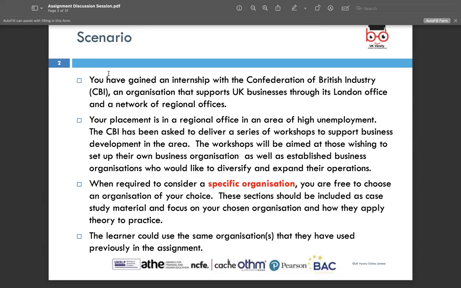When required to consider a specific organization, you should include case study material and focus on your chosen organization and how they apply their practices. The learner is free to choose an organization of their choice. This section should include case study material and focus on your chosen organization and how they apply theory to practice. The learner could also use the same organization that they have used previously in the assignment.